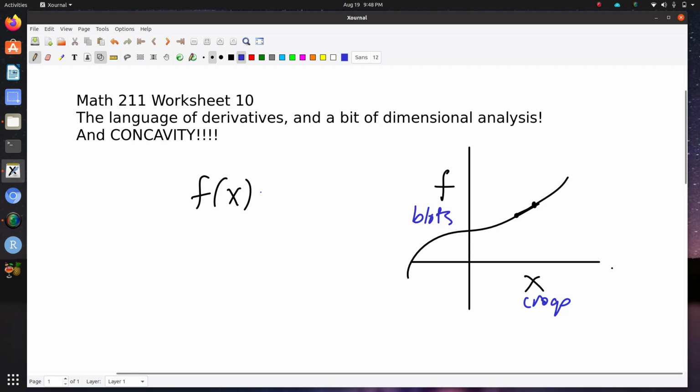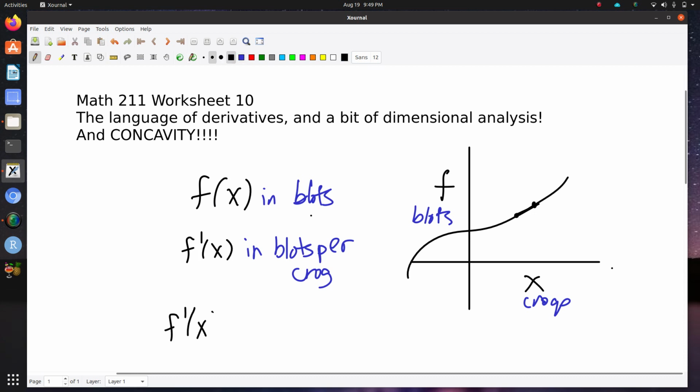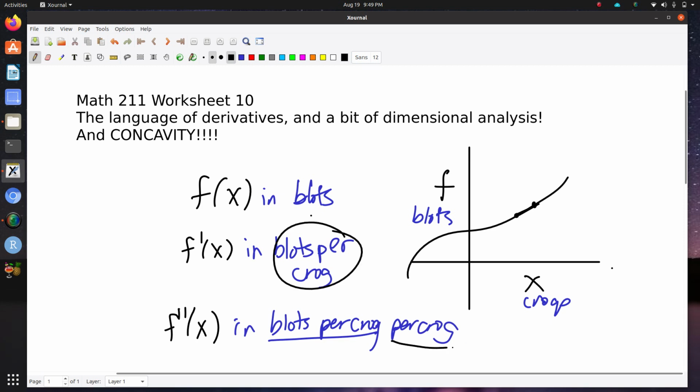So if f of x is in units of blots, then f prime of x is in units of blots per crog. That's all it is. You don't have to understand what it means; you just have to put the language together. And if you want to know what the second derivative is, that's going to be in units of blots per crog per crog. Blots per crog is the units we had up above, and then you just say per crog again because you're taking another derivative.